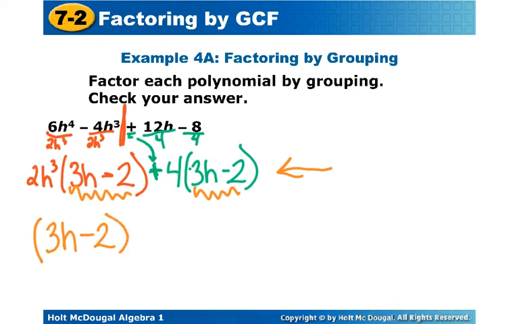And just so you guys know, when you are doing factoring by grouping, you are always looking for these to be the same in there. Okay? You're always looking for those to be the same. And then I'm going to write in the second set of parentheses what I have outside. So I have 2h cubed plus 4. And I just did a factoring by grouping.